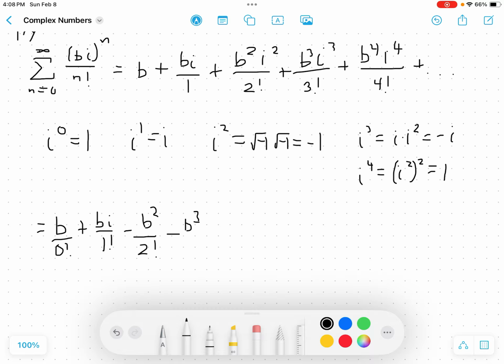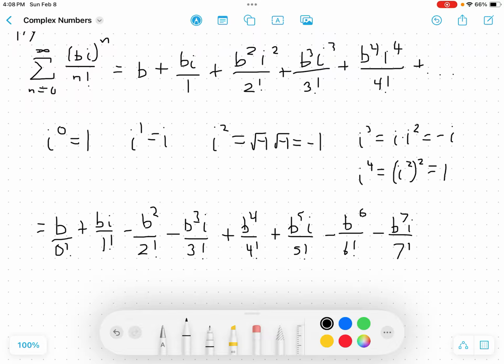I to the 3rd is negative I, so b to the 3rd times I over 3 factorial plus b to the 4th, I to the 4th is just 1 over 4 factorial. And then we'll keep on going. B to the 5th would be multiplied by I. And then we'd switch back to negative, minus b to the 6th over 6 factorial minus b to the 7th times I over 7 factorial, etc.